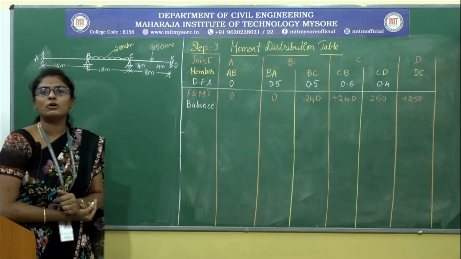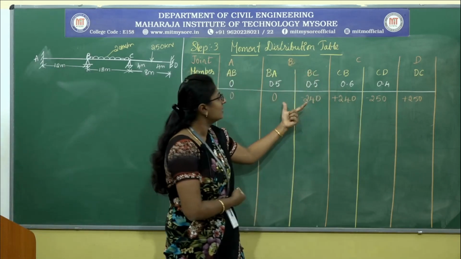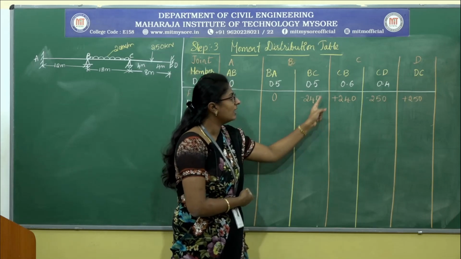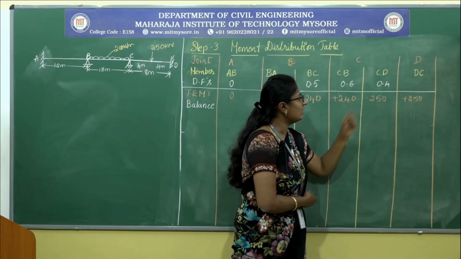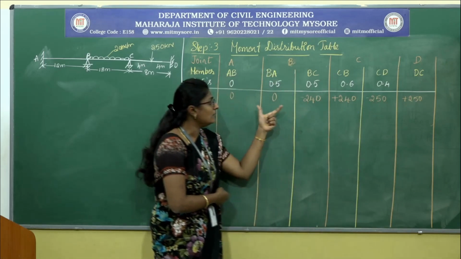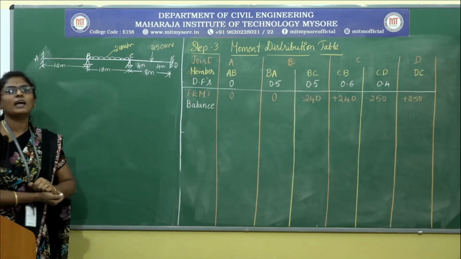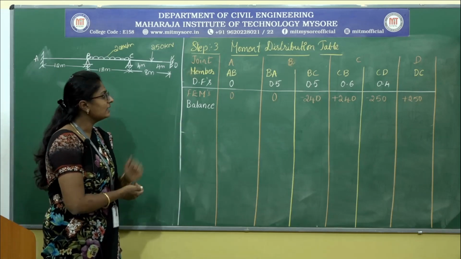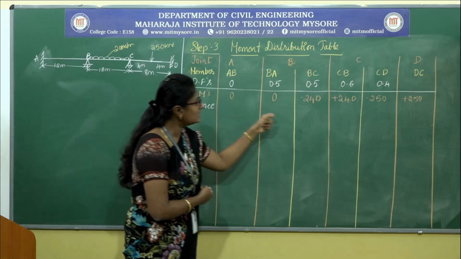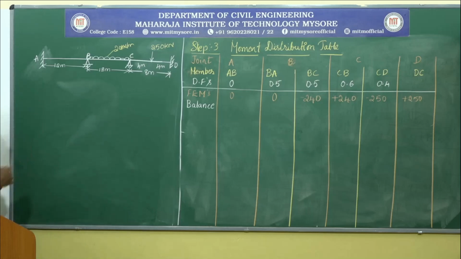So, at each joint we have the moments acting. So, at joint B the moment here is minus 240 and at joint C we have plus 240 and minus 250. When you sum it up we get minus 10. So, these are the unbalanced moment acting at each joint. So, now what we have to do is we have to balance these moments and get the moments for each spans by considering its distribution factors. So, we shall take up the joint wise separately.